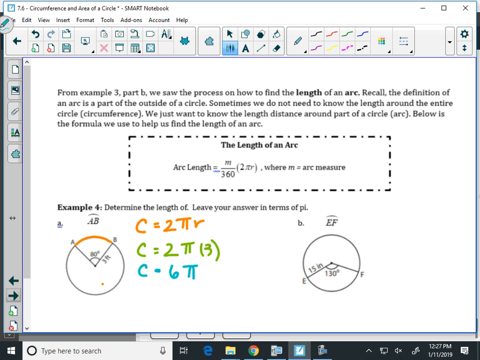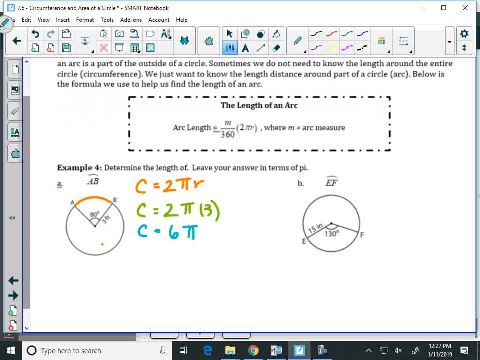Okay? But we just want to know the length, the distance from A to B. That's all we want to know. So we have to figure out, well, what fraction of the circle is that arc A to B? And to figure out what the fraction is, we have to think about, well, what's the measure of an entire circle? 360. There's 360 degrees around the entire circle.